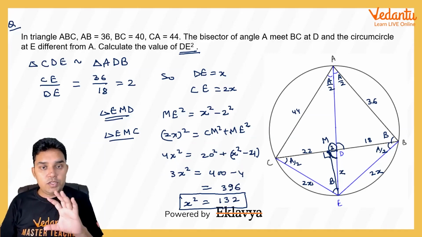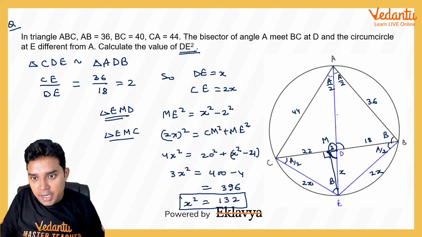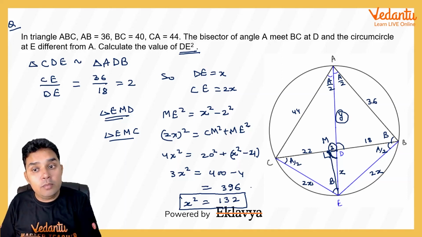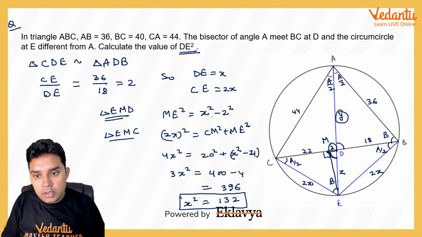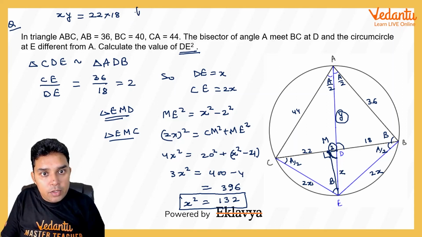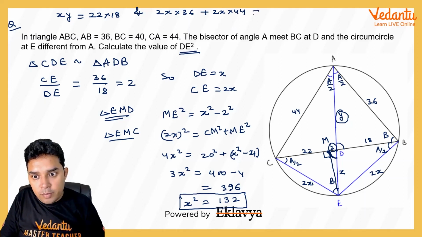This question, I have one more method. Please see how this can be done with another method. If I take this AD as y, then using the properties of power of a point and Ptolemy's theorem it can also be done. Using power of a point, we will get x into y equal to 22 into 18. And using Ptolemy's theorem, we can write that 2x into 36 plus 2x into 44, the sum of products of opposite sides, will be equal to 40 into (x plus y).